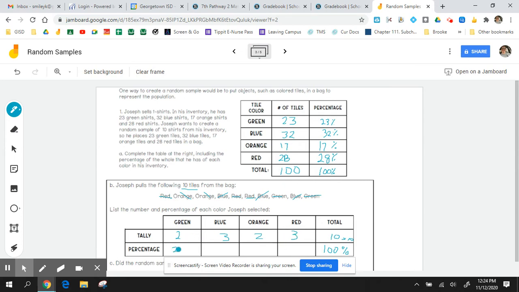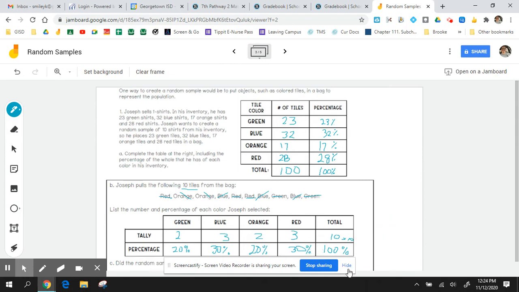So really I have 20% green and 30% blue, and the same for orange, 20%. And red has 30%. And if I add them all up, I should get 100%.